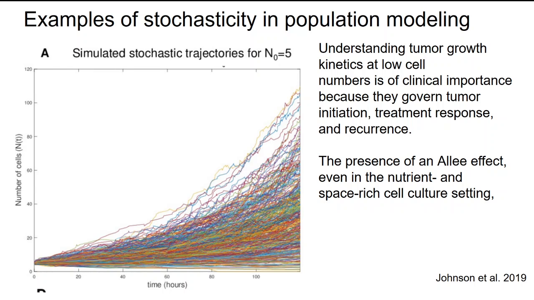In this study, they also identified an Allee effect. They identified that these small populations actually grow more slowly than we would predict based on a model like this. And so, as a result, they also saw some cooperation amongst these cells that's probably important to understanding the way that cancers develop.